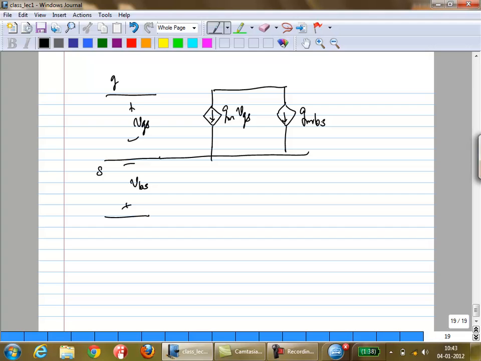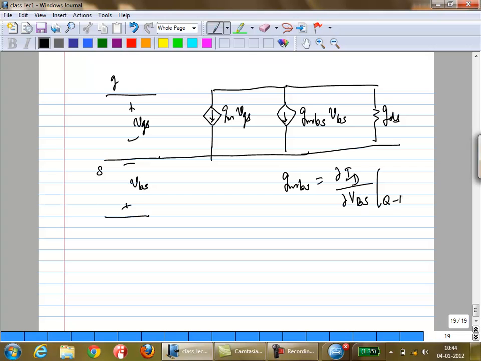So, it's now called GMBS. So you know that's from bulk to source. Now, since you are calling it GMBS, it's nothing but dou ID over dou VBS.